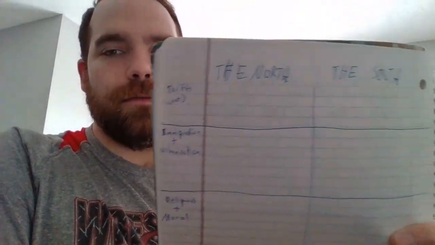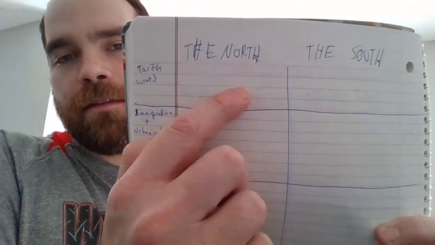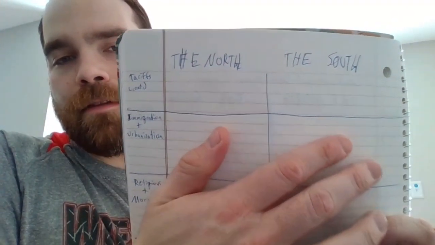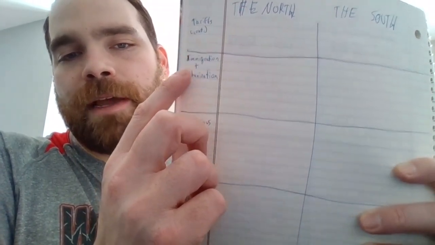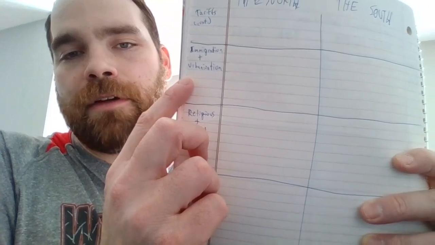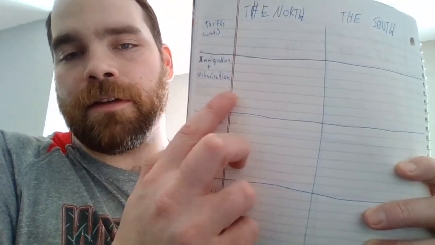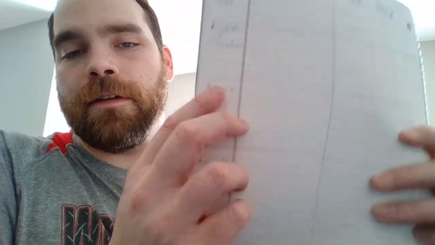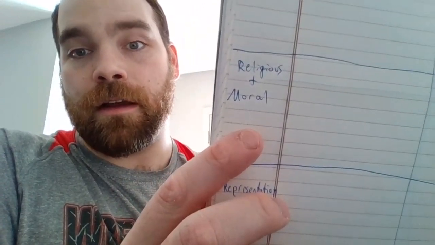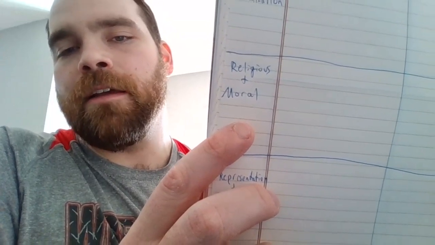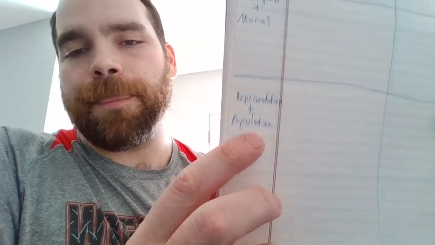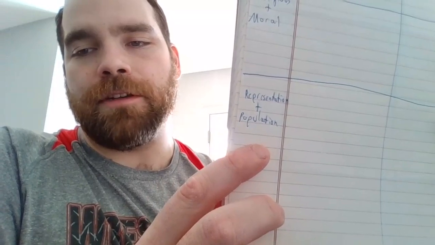On the back, right? Reminded myself the North, the South. I have tariffs here, continued, because I figured I would need more space. Next category is immigration and urbanization. We're going to talk about the difference between North and South with that. Religious and moral. It's like religious and moral views or something. I just abbreviated it. Religion and morals, and then representation and population.